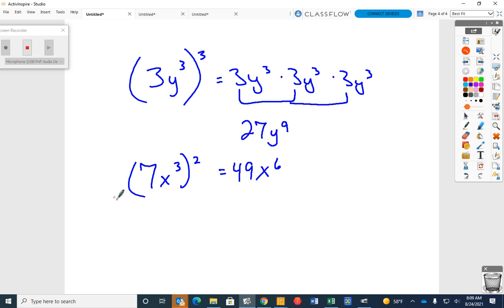Try this one. 2y to the third raised to the second power. What's that going to be? What's 2 to the second power? 2 times 2 is what? 4. Y to the what? Okay, try this one.